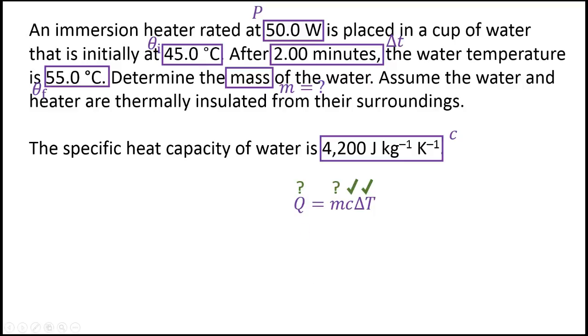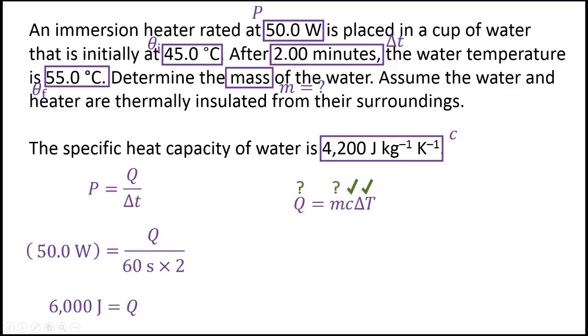So how can I get Q, the heat? Well, they gave me power and time. Oh, that's it. I'm going to have to use the power equation, and I know power and time. They told me the power was 50 watts. The time they said was 2 minutes. Be sure to convert that to seconds: 60 seconds times 2 minutes. I don't plug anything in for Q because that's my unknown. To isolate Q, you multiply both sides by the 120 here, and you get 6,000 joules.